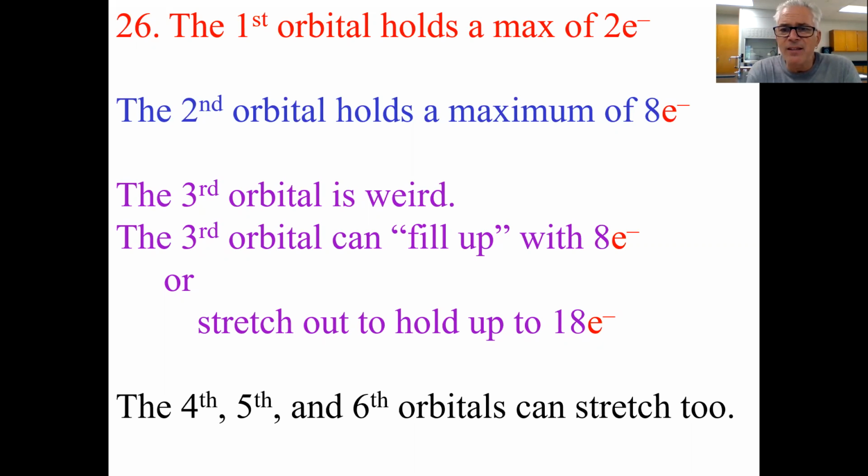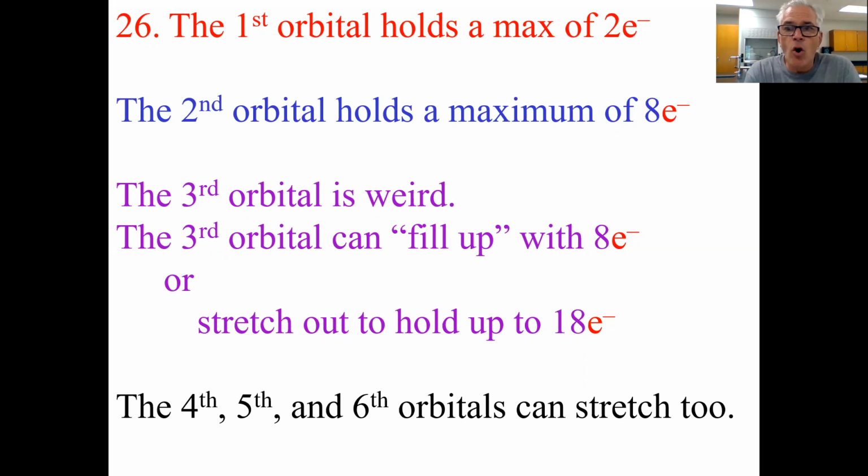But the important thing is here, the maximum number of electrons in the first orbital is 2. The maximum in the second is 8. The third one can feel full up with 8, and that's important, or it can stretch into a larger configuration and hold up to 18 electrons.